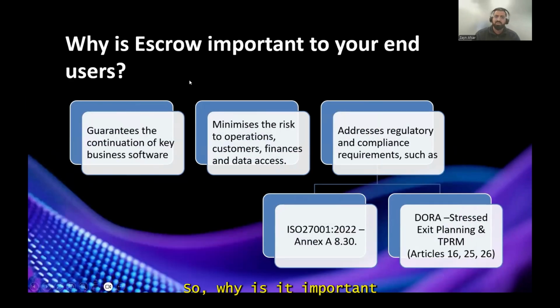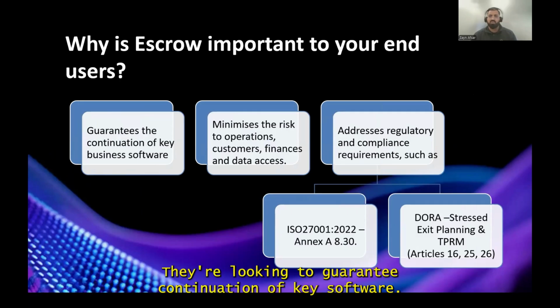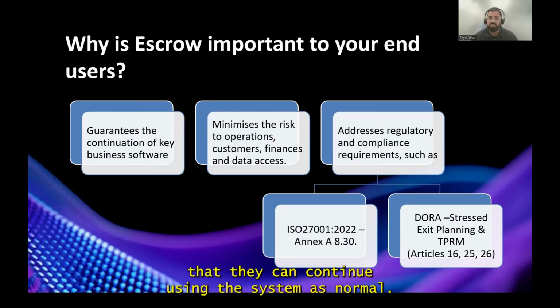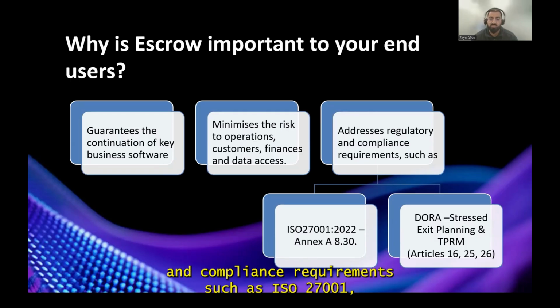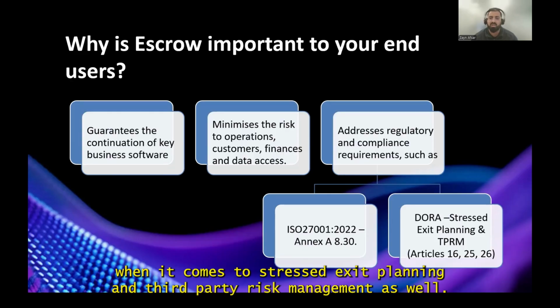So why is it important to your end users? A lot more apparent and straightforward. They're looking to guarantee continuation of key software. They want to make sure that they've got assurances in place that if something did happen to the developer, they can continue using the system as normal. And as we mentioned previously, it does also address regulatory and compliance requirements such as ISO 27001, which is the Information Security Management Standard, and DORA when it comes to stressed exit planning and third-party risk management as well.